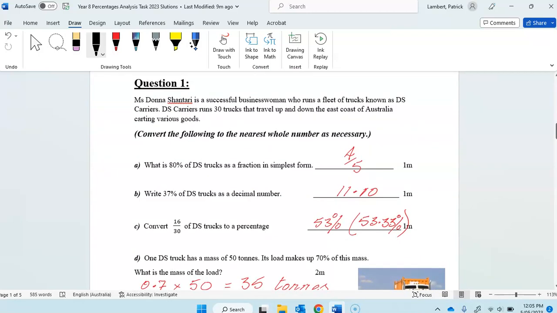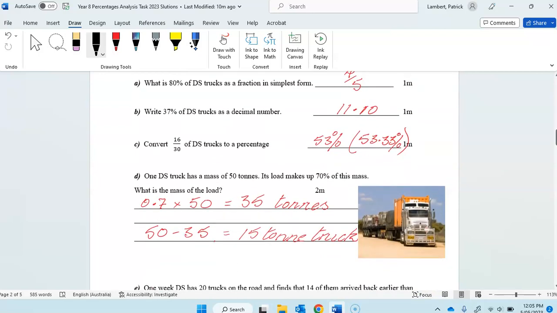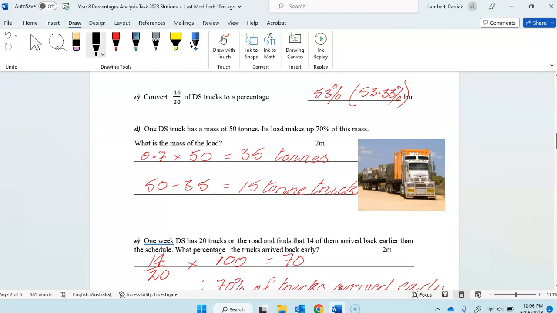Convert. Now Miss Shantari is a person who runs DS Trucks and runs 30 trucks. Convert the following to the nearest whole number as necessary. What's 80% of the trucks? In simplest form would be 4/5. Write 37% as a decimal number. You would write that as 0.37. Convert 16 out of 30 to a percentage, 53%.